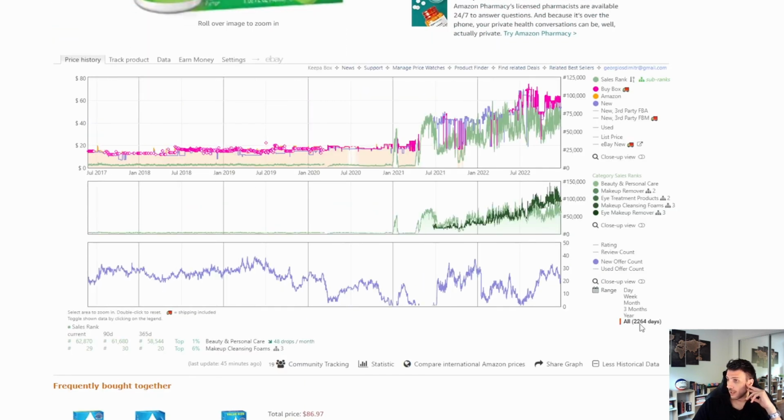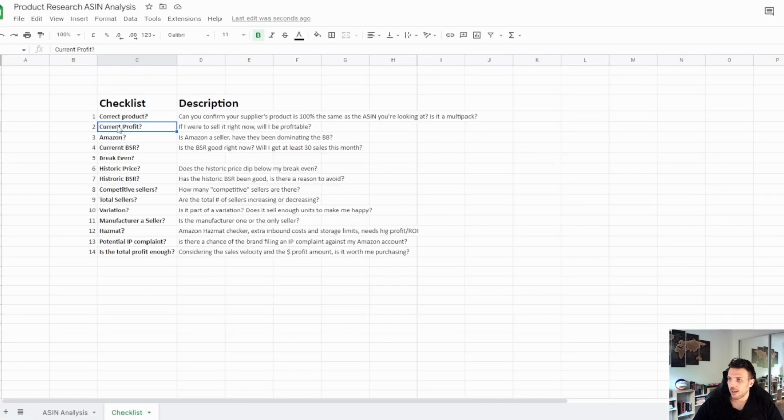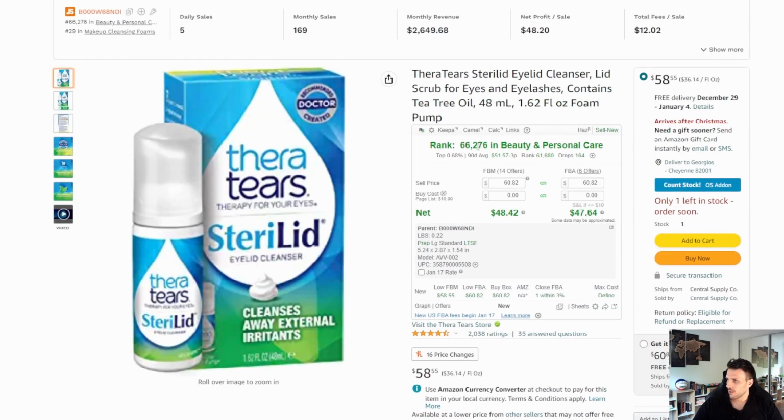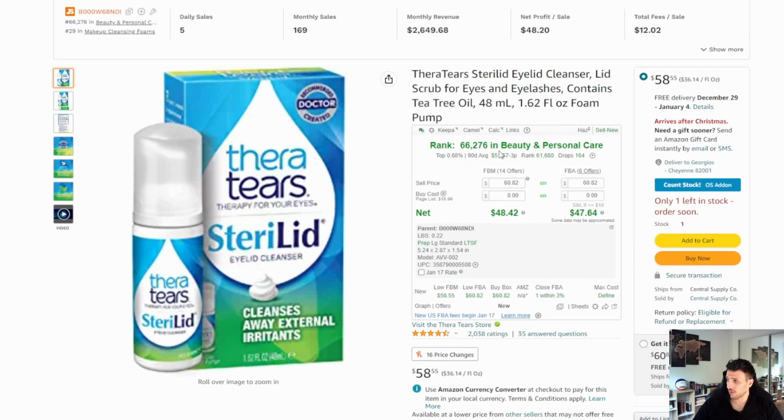Historically, they were selling in early 2021. That was a lifetime ago. I wouldn't consider Amazon a competitor. The current BSR at the moment is 66,276. The 90-day average is 61,000. So it's got a decent BSR in a good category.